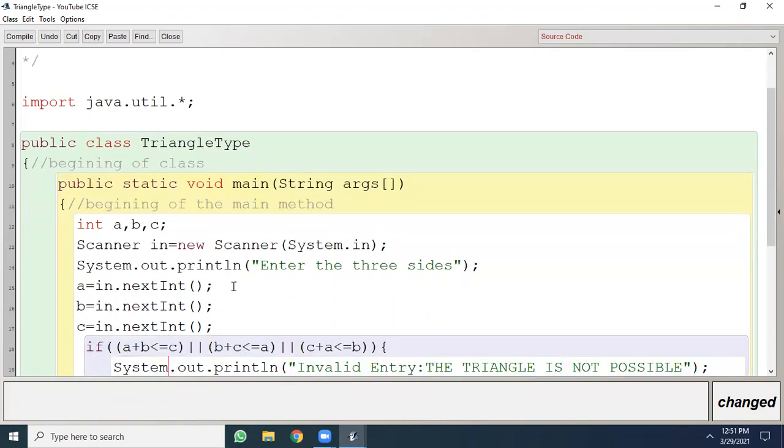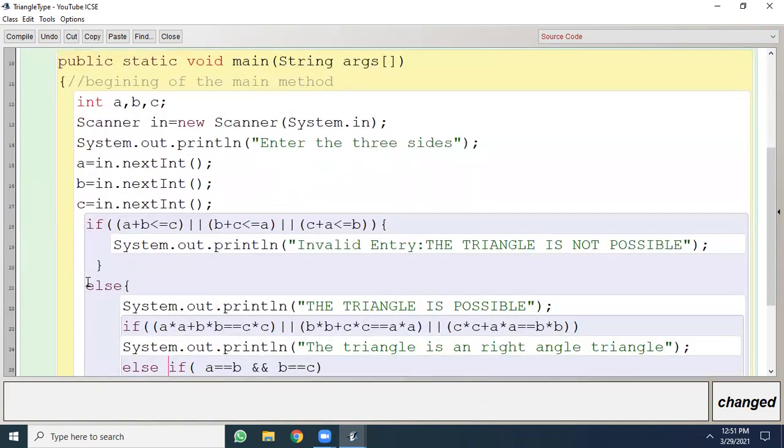Then, in the statement, enter the three sides of triangle, we are asking the user to enter the three sides of the triangle. Three sides which are entered by the user, we are collecting in variables a, b, and c. in.nextInt we are storing in a, in.nextInt in b, in.nextInt in c. So we are storing all the three sides in three different variables a, b, and c.